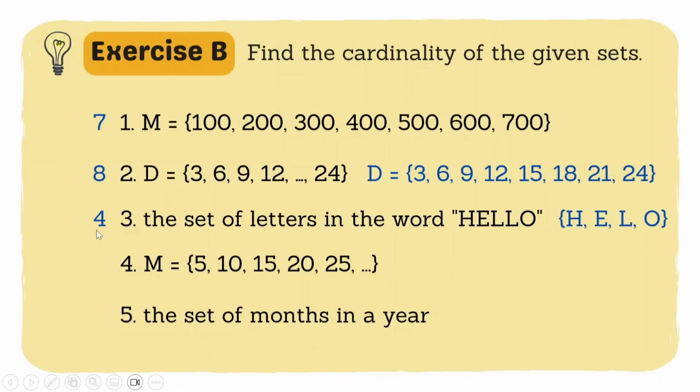Okay? Next, number 4, we have here set M with elements 5, 10, 15, 20, 25, and we have an ellipsis, meaning this is what type of set? Yes, this is an infinite type of set. Therefore, the cardinality is also infinite. Last number, the set of months in a year. Ilan po ba ang buwan sa isang taon? Yes, there are 12. Therefore, the cardinality is 12.